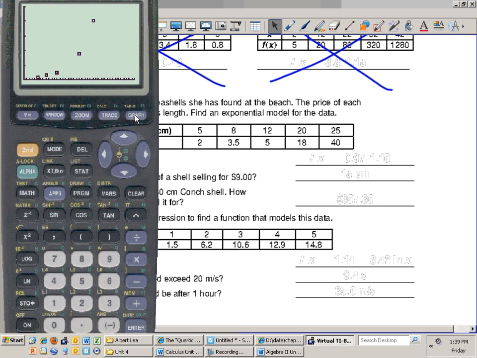Look at my data. Does that look exponential? It sure does. And as you can see, the larger the shell that you buy, the more it's going to cost, and it's going to go up in a very, very quick manner.